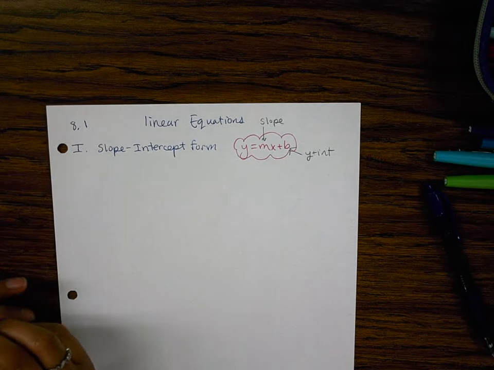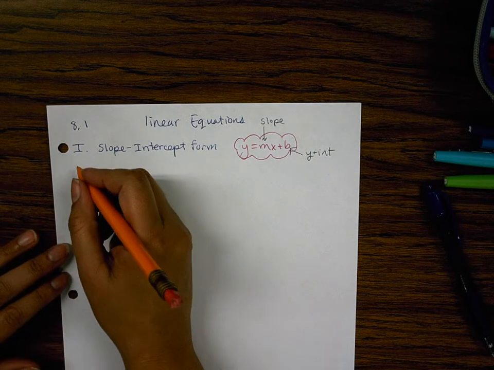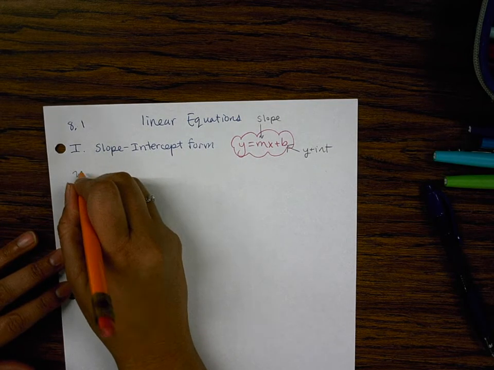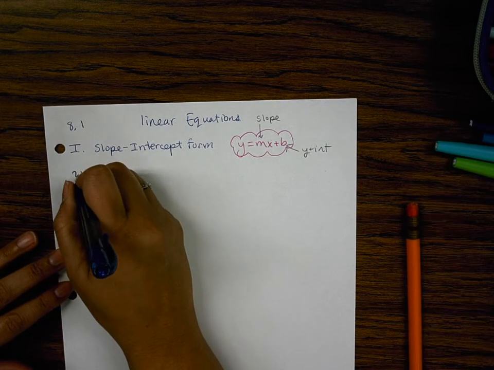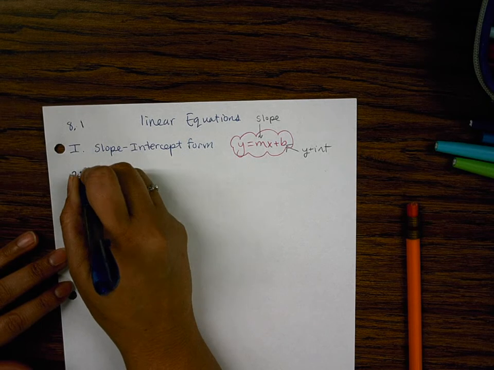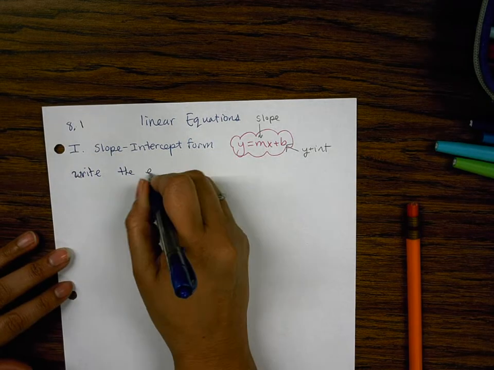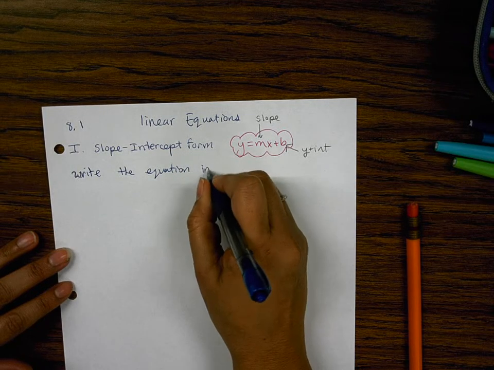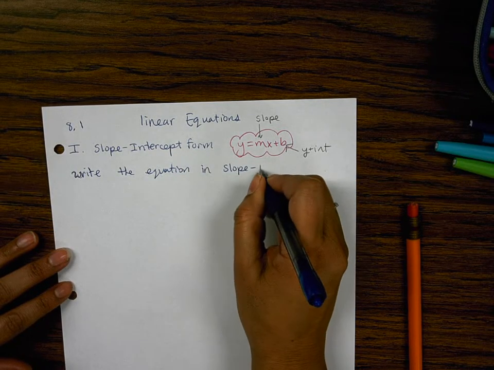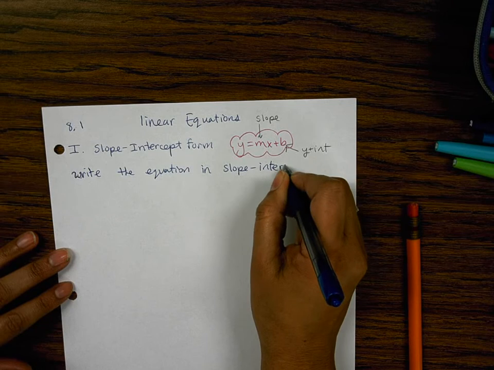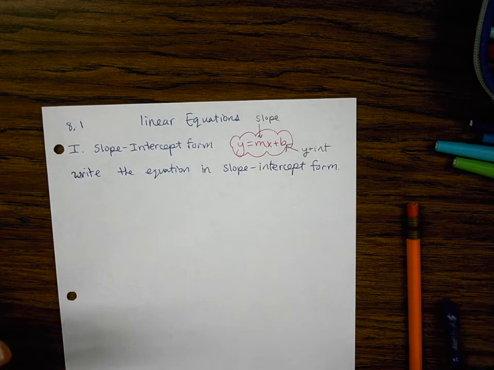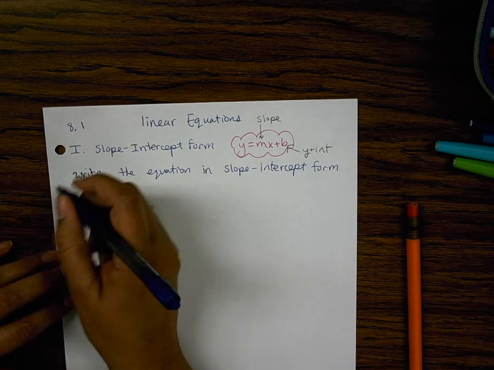We are going to write the equation in slope-intercept form, if possible, and I'll explain what that means as we go.